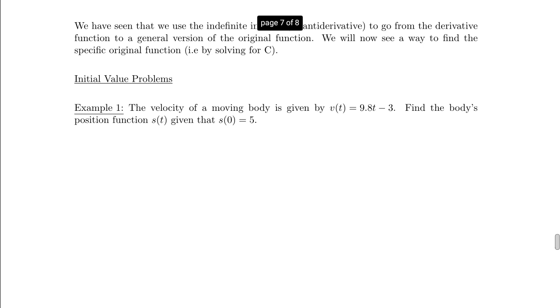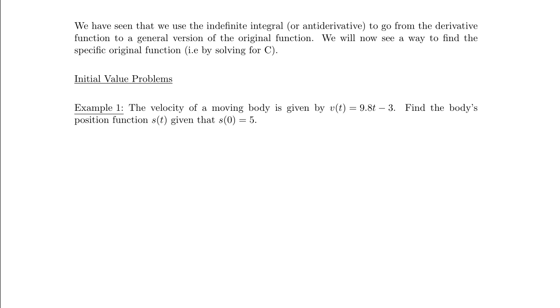Okay, so the last thing we're going to do in this section, starting on page 7, is something called initial value problems. So let's read the summary here together. We have seen that we use the indefinite integral, or antiderivative, to go from the derivative function to a general version of the original function. So when we've been finding the antiderivative, we've always had this plus c there, and we didn't know what that c was, right? We just said it could be any constant. We're now going to see a way to find the specific original function by solving for that constant c.